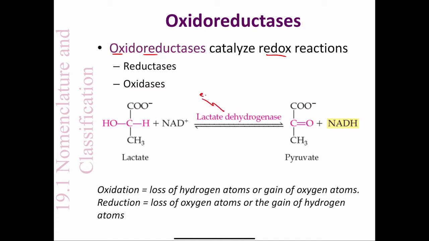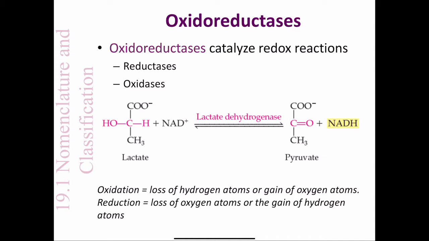So this is the enzyme, lactate dehydrogenase, and then I form this molecule pyruvate, and I get this other compound, NADH. So what's actually happening here? Well, you might remember that in organic chemistry, we talk about oxidation as being the loss of hydrogen atoms or the gain of oxygen atoms. And if you think about what's happening in this reaction, not only am I losing hydrogen atoms when I go from lactate to pyruvate, but I'm also gaining bonds to oxygen. So this is an oxidation reaction. So hence, lactate dehydrogenase would be classified as an oxidoreductase.